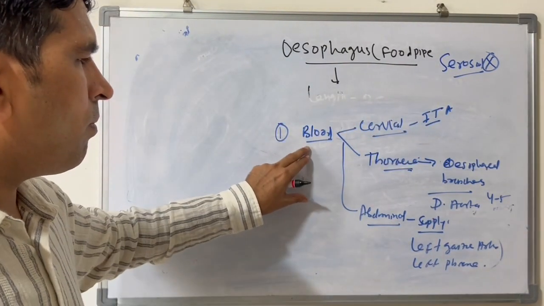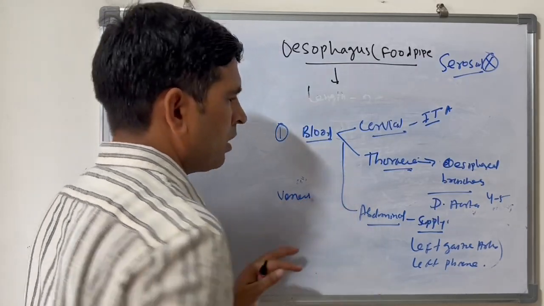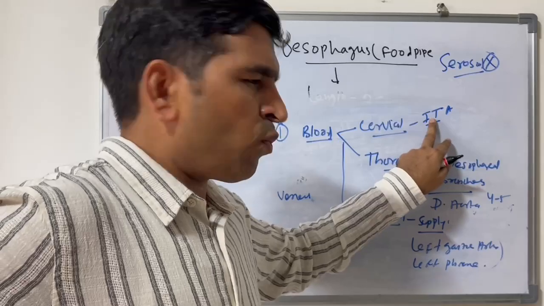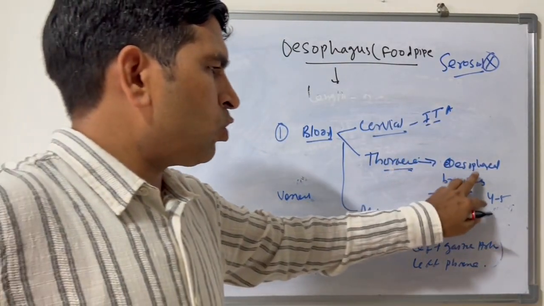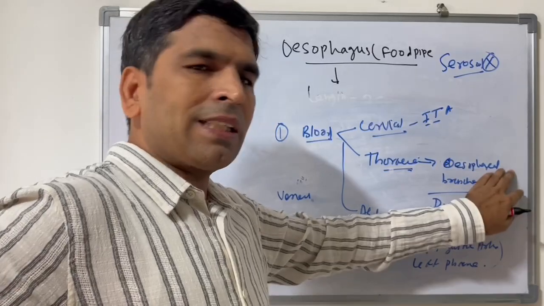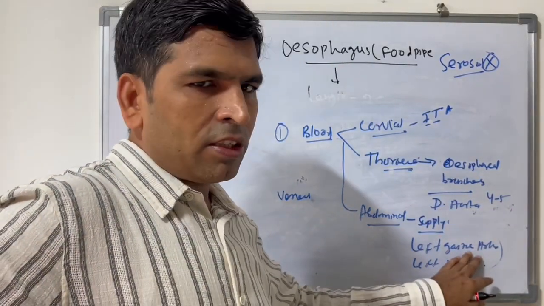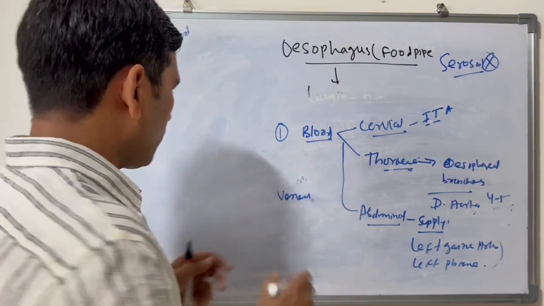Now, venous drainage. The cervical part drains via the inferior thyroid vein into the brachiocephalic vein. The thoracic part drains via esophageal branches into the azygos vein, and the abdominal part drains via the left gastric vein or left phrenic vein.